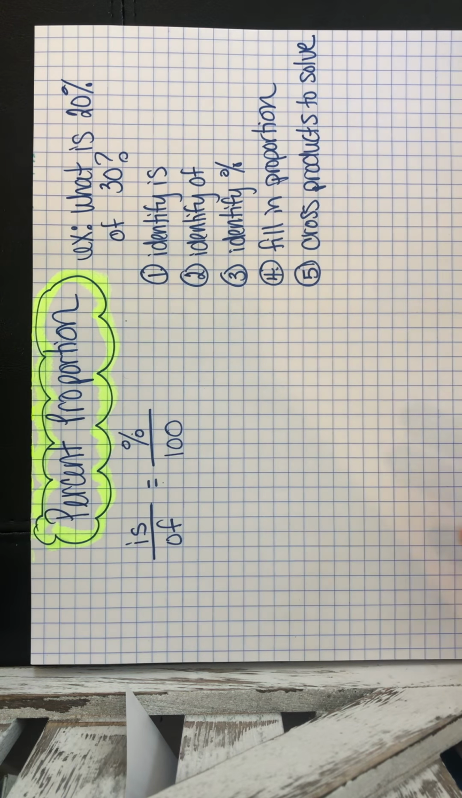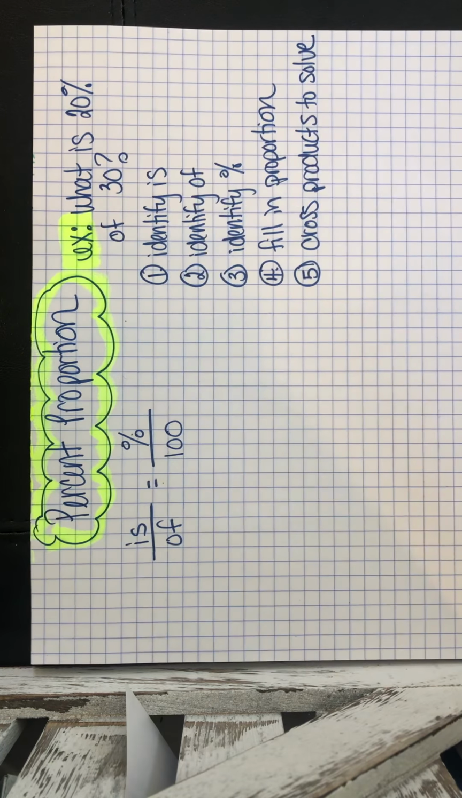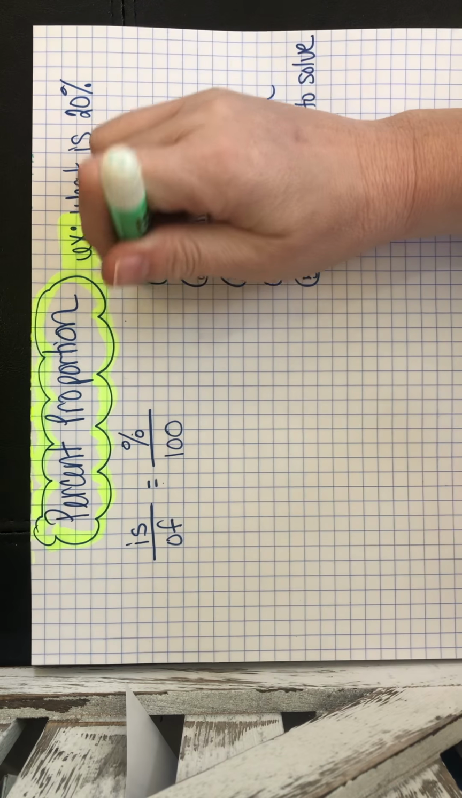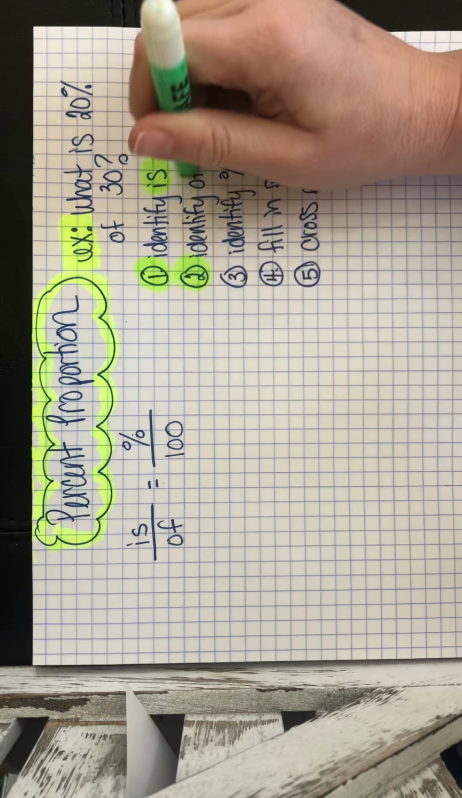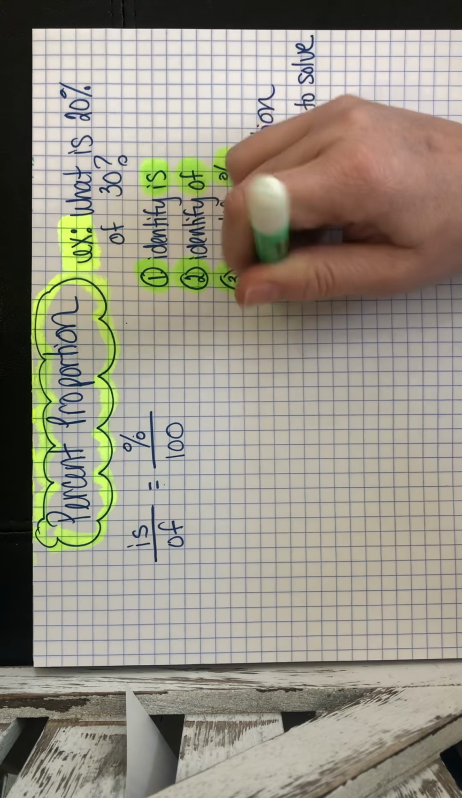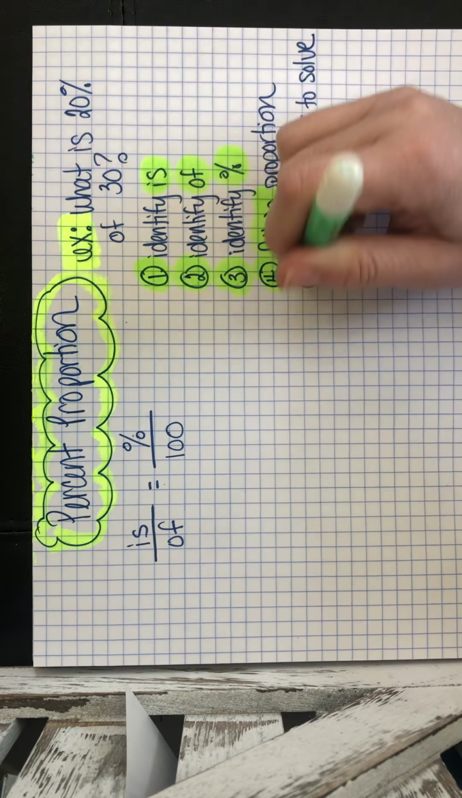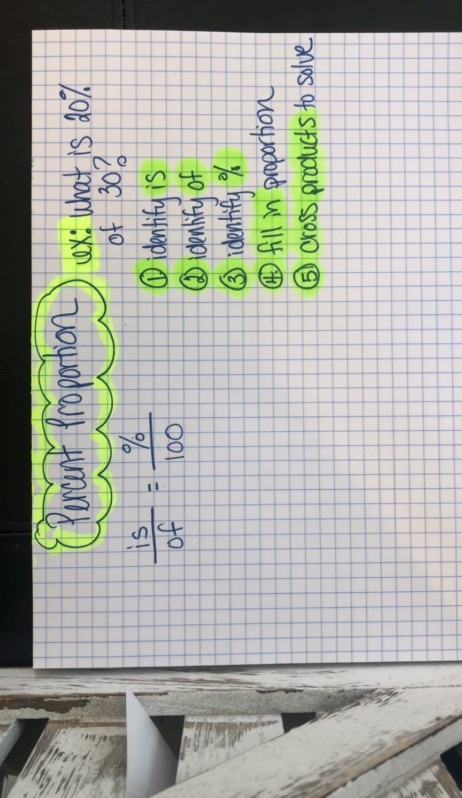Okay. And here is our example that we're going to follow. Step number 1, we're going to look for is. Step 2, we're going to look for of. Step 3, we're going to look for the percent. Step 4, we want to fill in. And step 5, we want to do cross products. So really those are the important things that you need to remember.